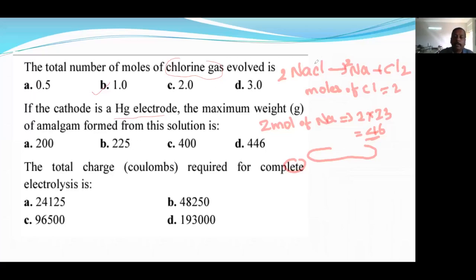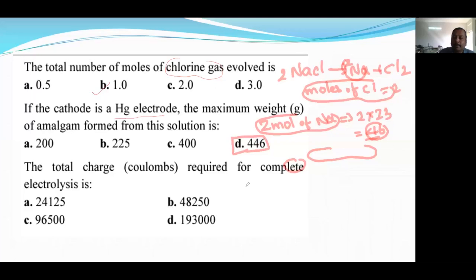Okay, here the maximum weight of amalgam formed will be, as we have already seen, 2 moles of Cl and 2 moles of sodium. So 2 into 23, that is 46. 46 must be added, so 446.